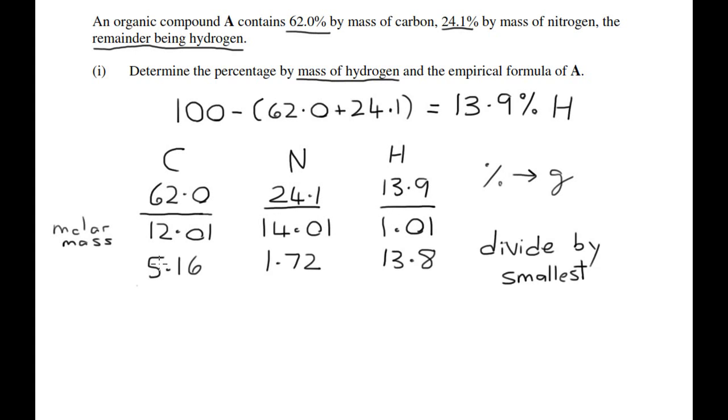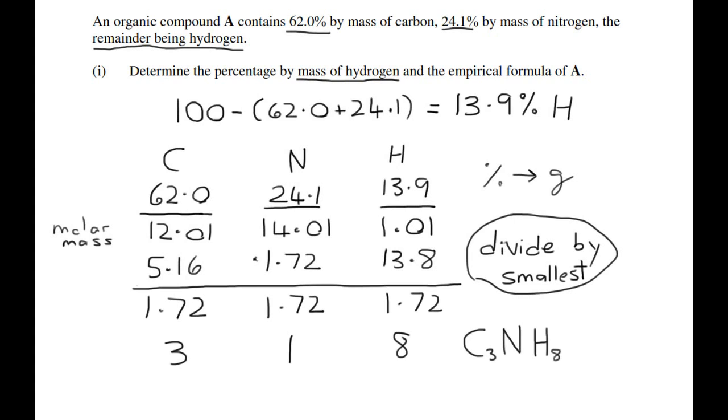So when you do that, you get these numbers here: 5.16, 1.72, and 13.8. The next step is this one here. You want to divide by the smallest. So obviously the smallest here is 1.72. So when you do that, you end up with 3, 1, and 8.